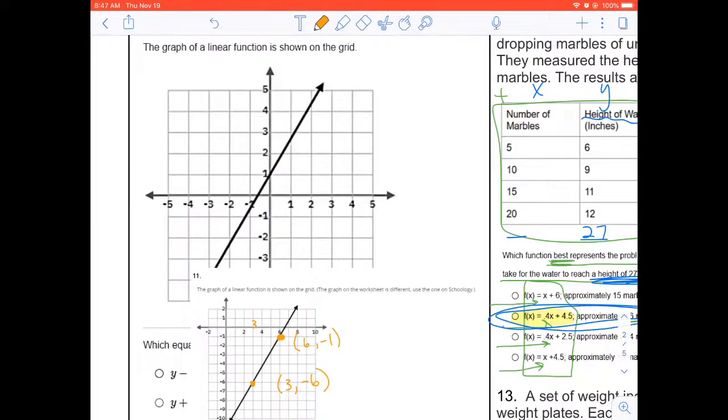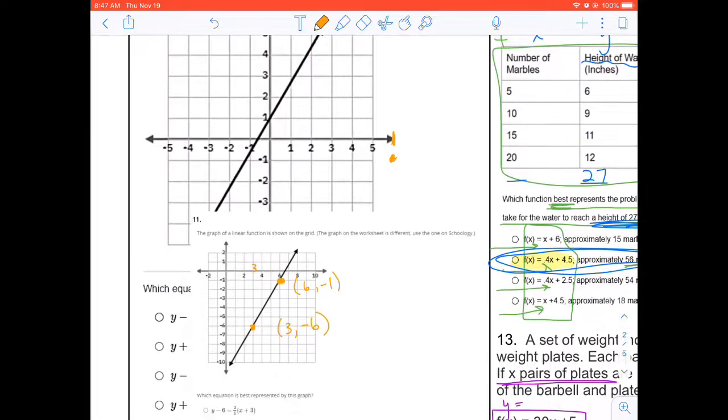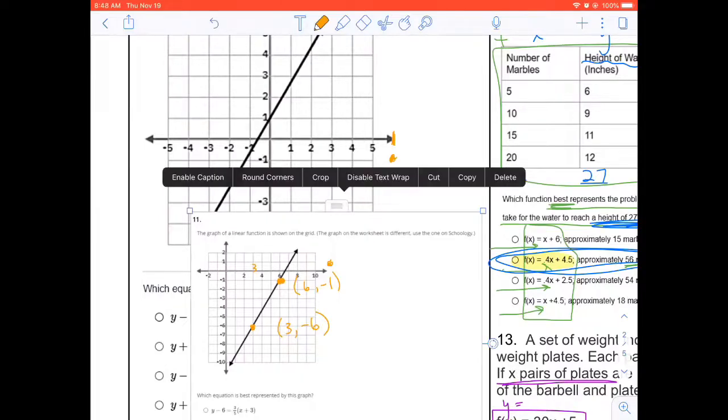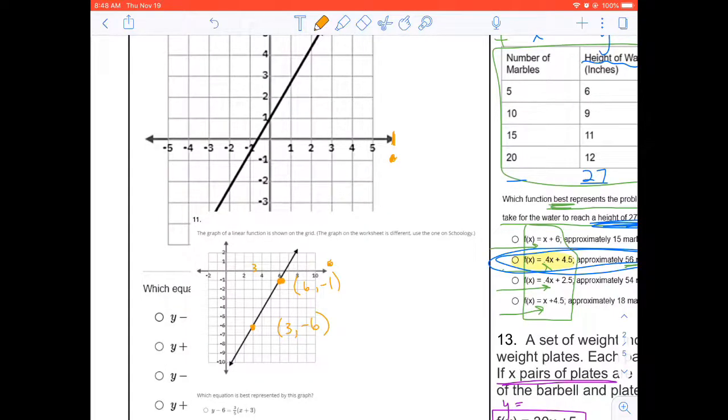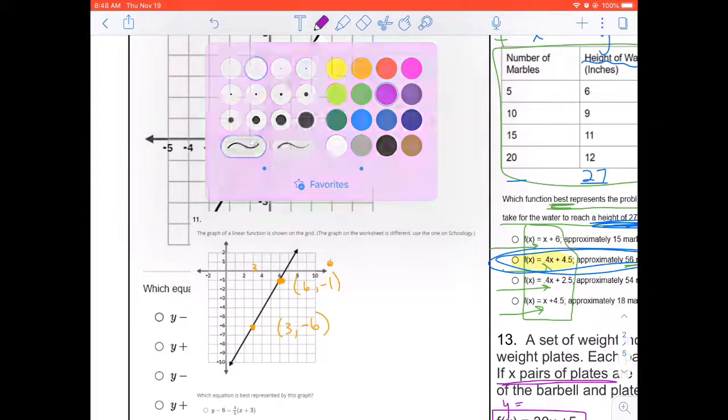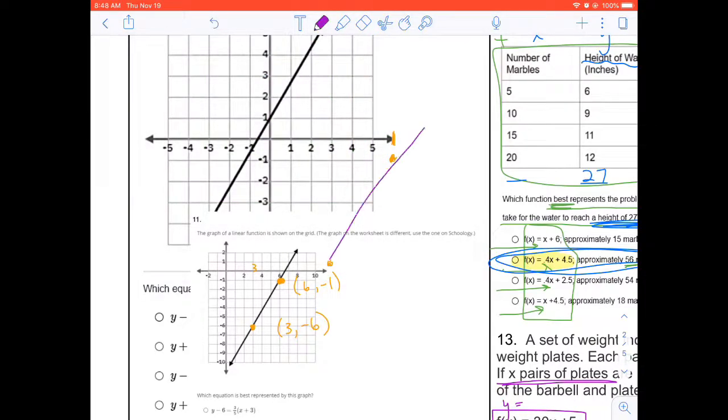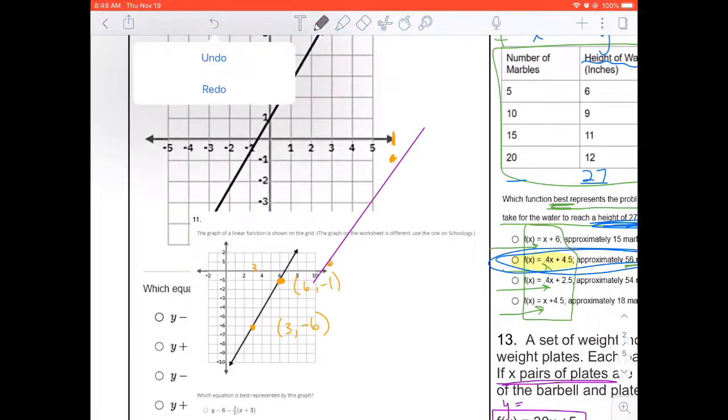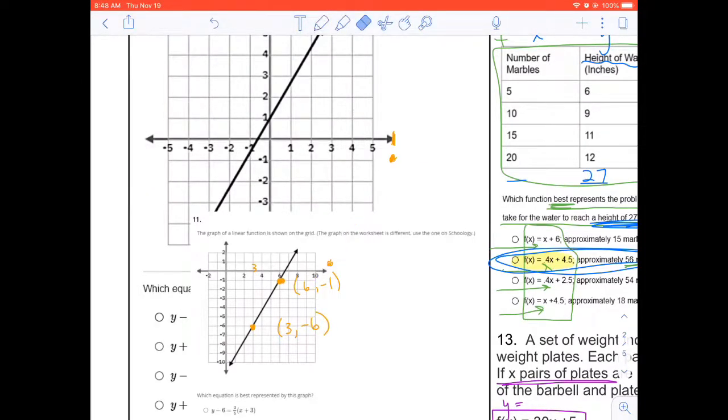And 6 would be out here, and then your -1 would be about here, and then 3, -6, and then you're going to do the same thing. You're going to have to go a little bit below to make that 6, and then you're going to connect your dots. And I'm going to change color so it doesn't blend in as much. Ooh, that's terrible. Let's do that one more time and see if we can get it to work. Maybe not. Okay, let's try that. There we go.